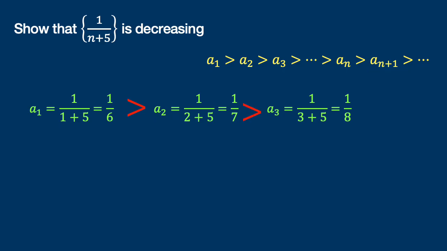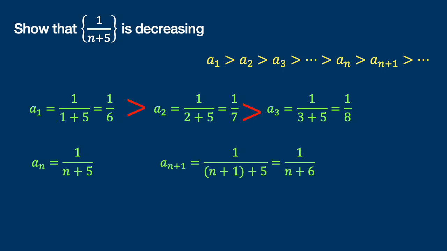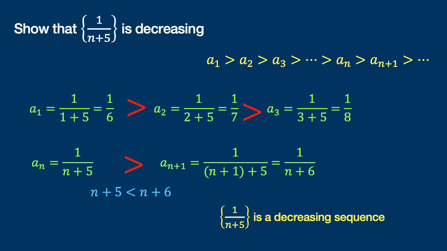Let's check the general term. an is going to be 1 over n plus 5. an plus 1 is 1 over n plus 1 plus 5, which is n plus 6. So check the denominator: n plus 5, n plus 6. n plus 6 is bigger. Taking the reciprocal means flipping this inequality. So an is bigger than an plus 1. This sequence is going to be decreasing. You proved this sequence is decreasing.